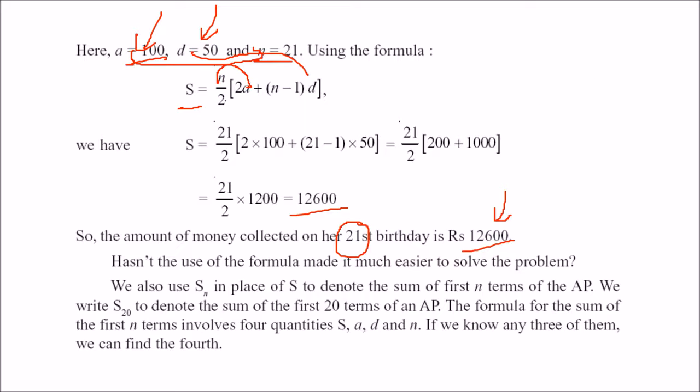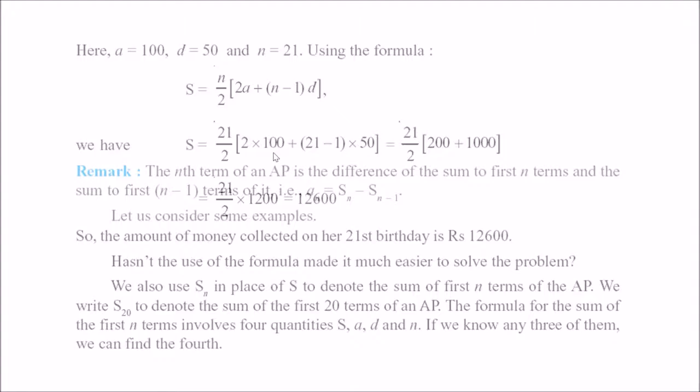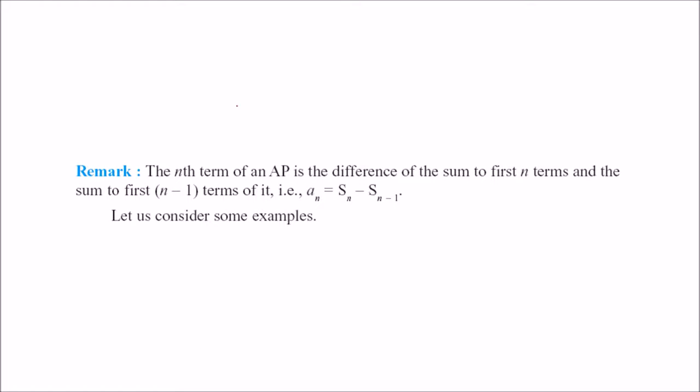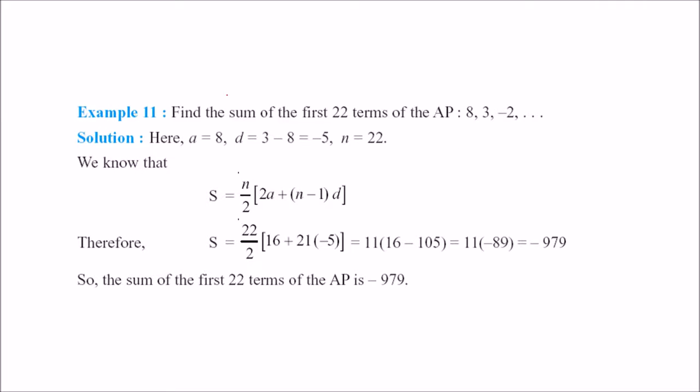So we will write this s as S21, the subscript 21 showing that the sum is till n equal to 21, or the sum of the first 21 items in the list, which we call an AP. So s is the sum, a is the first element, d is the common difference, and n is the number of terms which the question will ask. Then let us come to the examples.